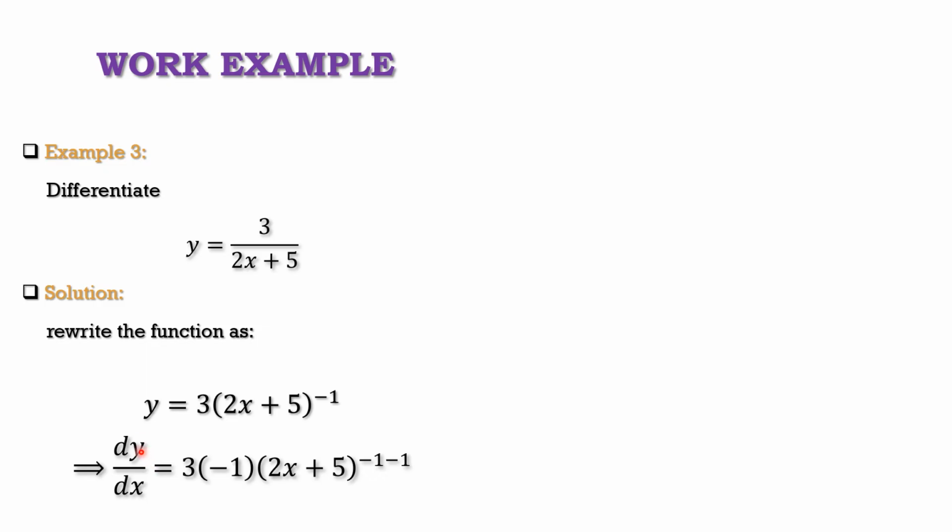What is going to happen? dy dx equal to, I will maintain my 3. Then bring the power across the equal sign like I am differentiating with the power rule. So I have here negative 1. Then I will maintain the bracket. So when you maintain the bracket, you are going to get 2x plus 5. It means you are not going to change the bracket. Then the power is negative 1. I also subtract 1 from the power. Then straightforward, my dy dx will be equal to minus 3 times 2x plus 5 raised to the power minus 2.